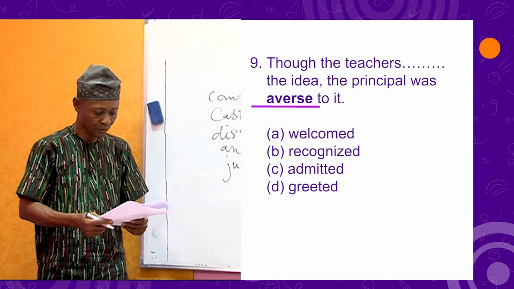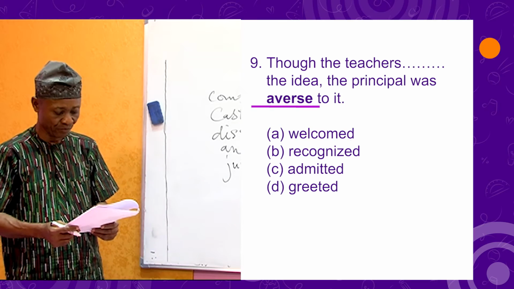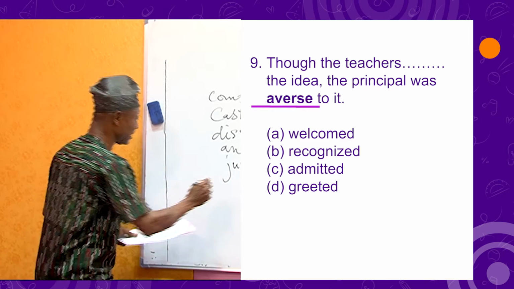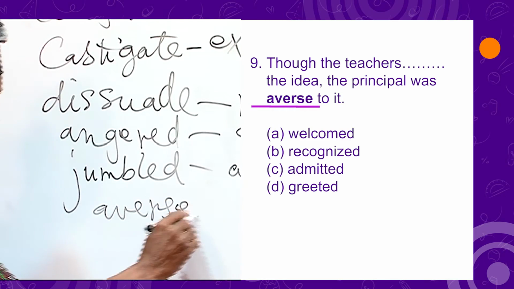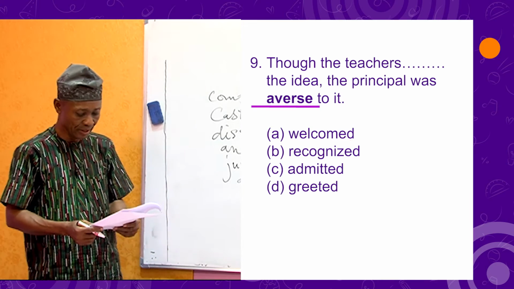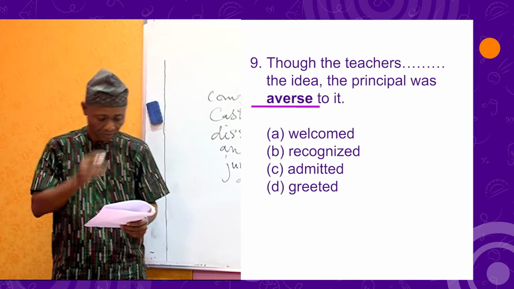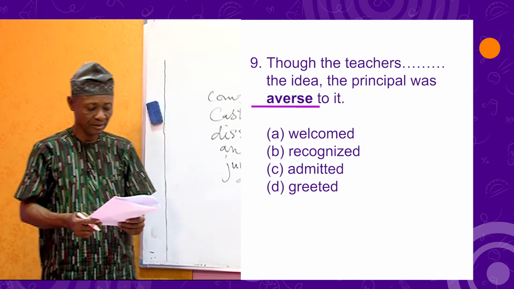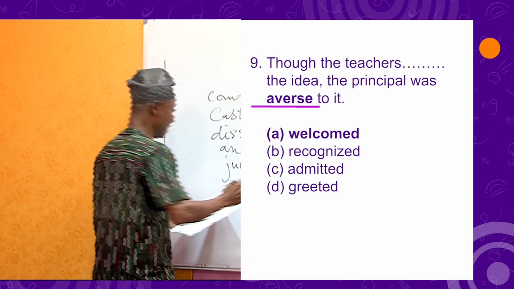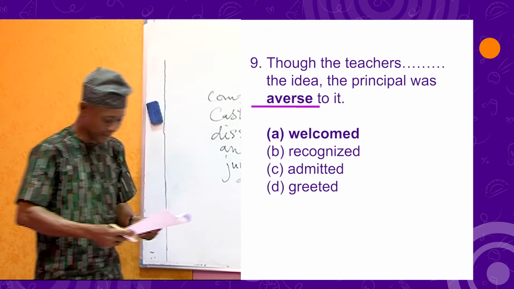We quickly move to question number 9. Though the teachers dashed the idea, the principal was averse to it. The word underlined in that sentence is averse. And we have the following options. A is welcomed. B, recognized. C, admitted. D, greeted. Now, option A is the correct answer, which is welcomed, to that question.